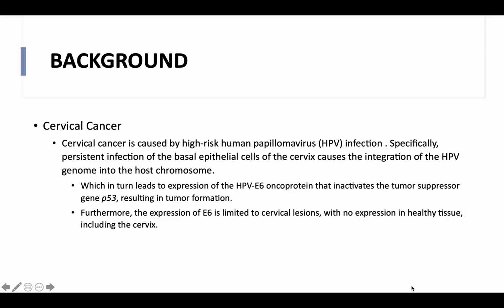This leads to expression of the HPV E6 oncoprotein that inactivates the tumor suppressor gene P53, resulting in tumor formation. Furthermore, the expression of E6 is limited to cervical lesions, with no expression in healthy tissue, including the cervix. So suppressing the expression of E6 may lead to the potential treatment of cervical cancer. Therefore, specific targeting of E6 expression is likely a safe strategy that would spare normal tissue from additional harm.